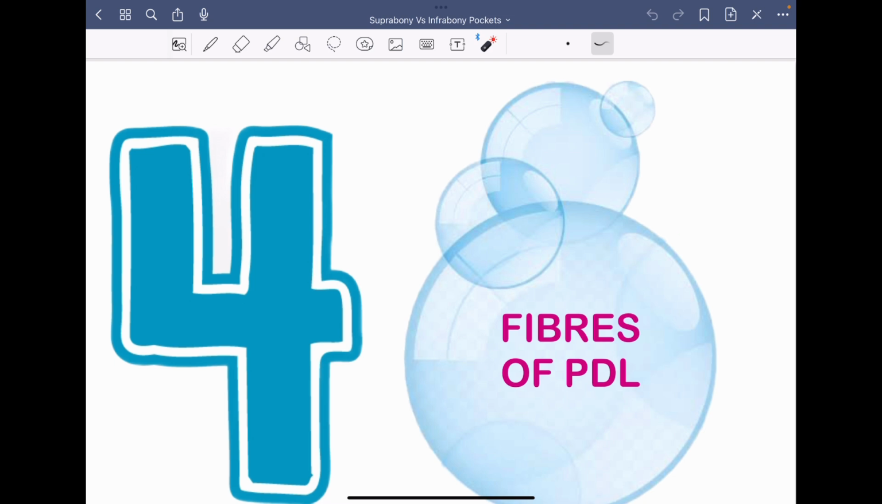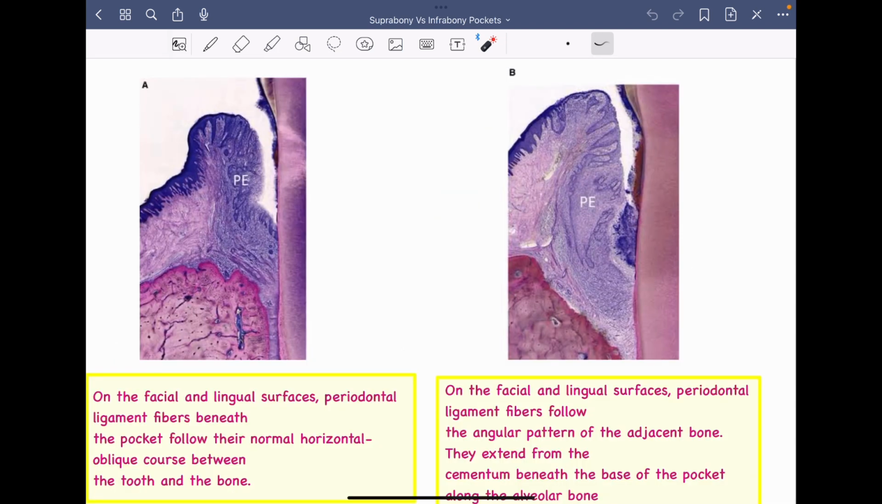So our next difference between suprabony and intrabony pockets is in reference with the fibers of the PDL. These are the two diagrams which are depicting the course of periodontal fibers in suprabony and intrabony pockets. This is the diagram for the suprabony pocket. Here you can see on the facial and the lingual surfaces, the fibers of the PDL follow their normal horizontal and oblique course, right?